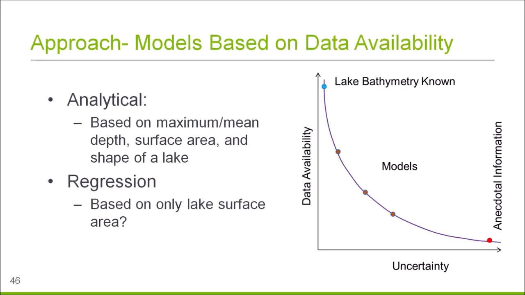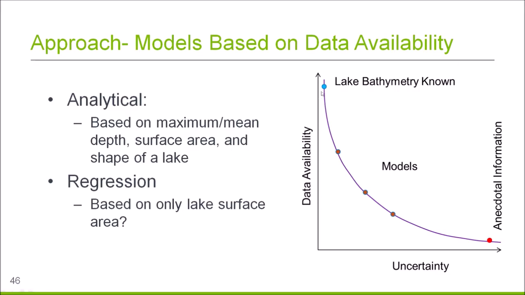So look at the right side of the graph. It's a conceptual graph that I created. On the x-axis, we have uncertainty in information, and on the y-axis we have data availability.